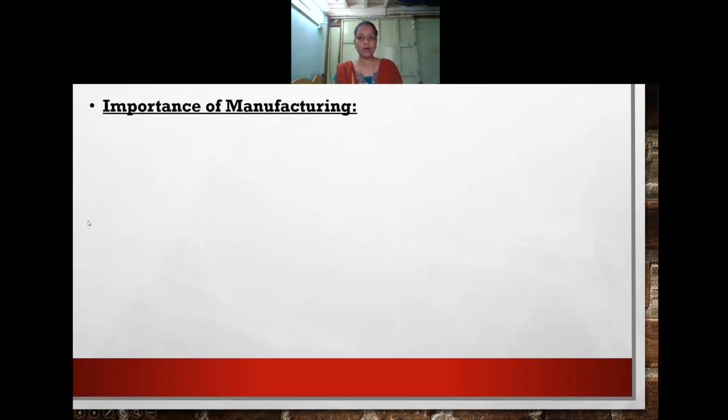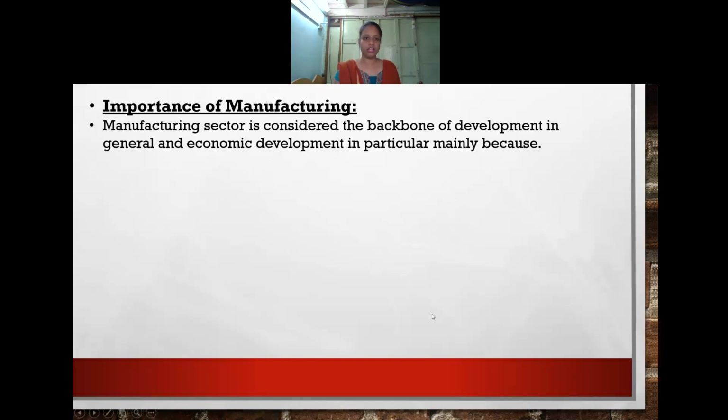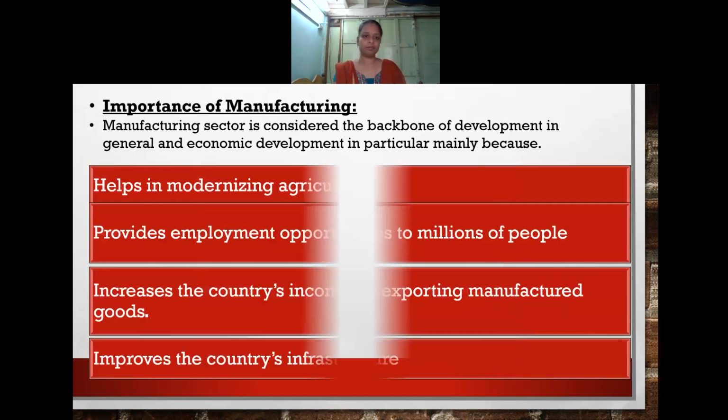So then what is the importance of manufacturing? The manufacturing sector is considered one of the backbones of the Indian economy, as well as the backbone of economic development in general, mainly because... why do we consider the manufacturing sector a backbone of development of a particular country? Certain reasons are there.